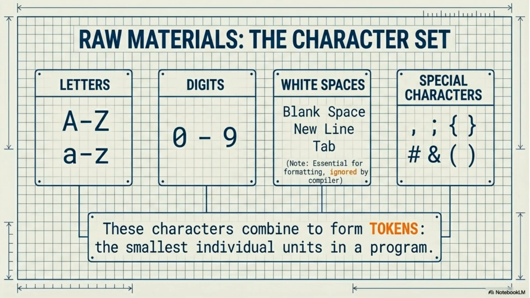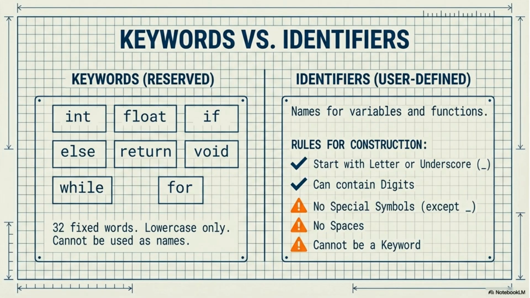These characters combine to form tokens, the smallest individual units in a program. C has 32 fixed, reserved keywords that must be lowercase, such as int, if, and void. Identifiers are user-defined names for variables and functions. They must start with a letter or underscore and cannot be a keyword.